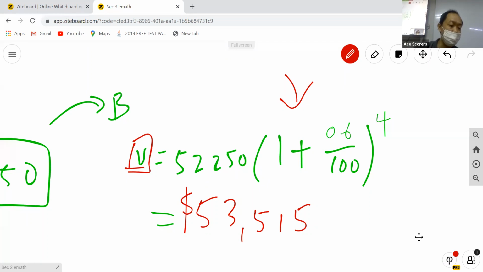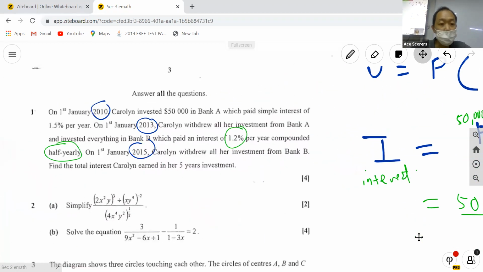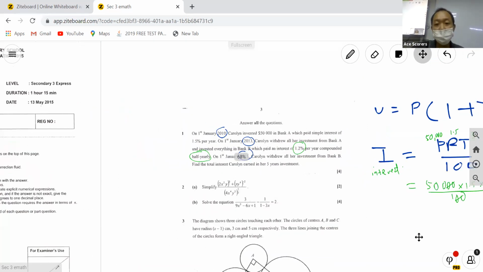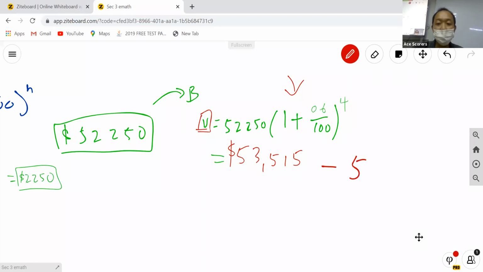You asked a good question. What is the meaning of V? V is not interest. V is principal plus interest. So after 2 years, compounded half yearly, that means 4 times, you get a total value of 53,515. What are they asking for here? Find the total interest earned. They never ask for the total value. So your 53,515, what must you do? Minus 50,000.